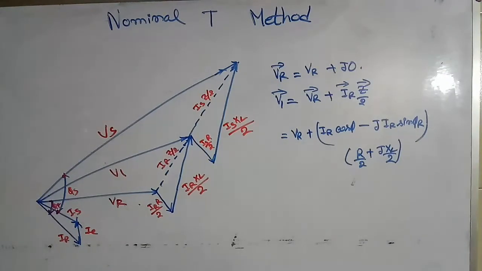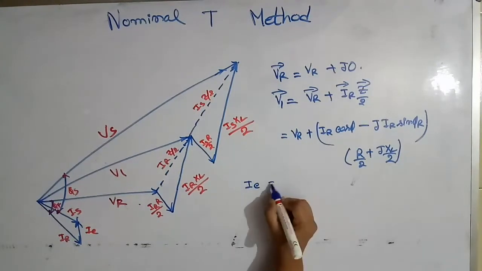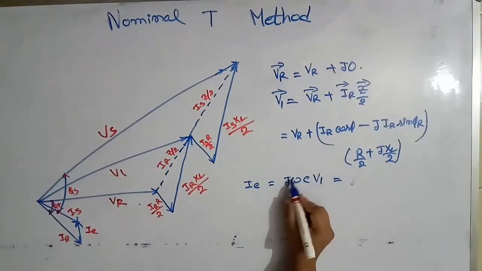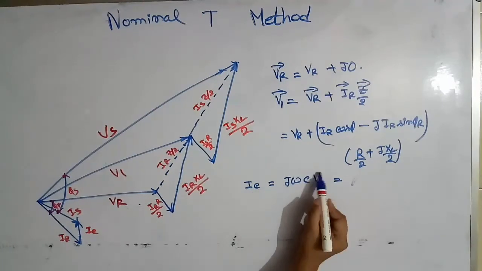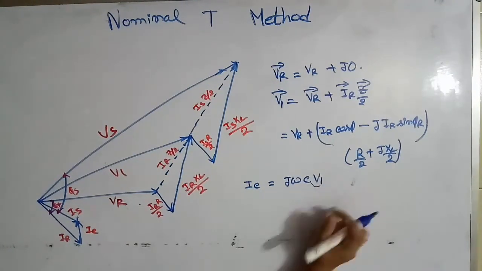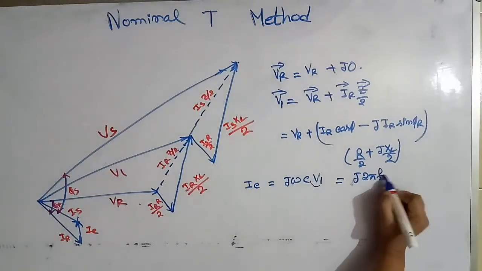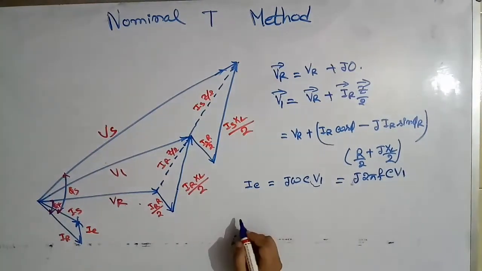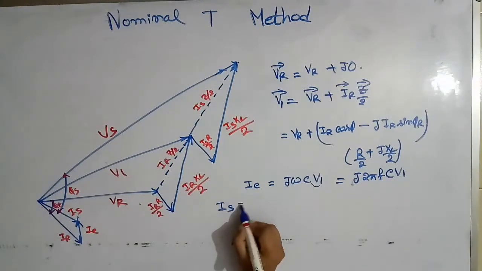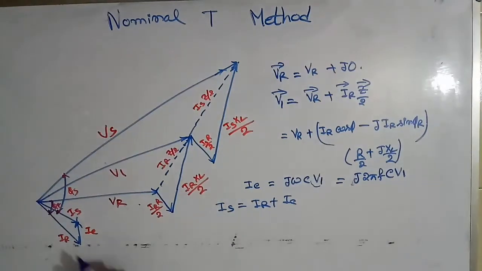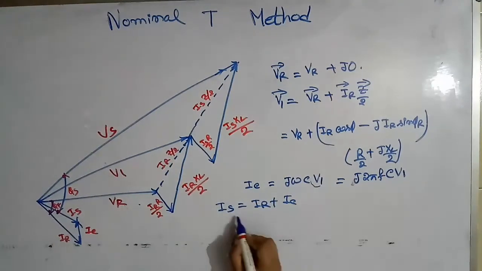IC is the capacitive current. IC equals J omega C V1, because the voltage across the capacitance is V1, so omega is 2 pi F, C into V1. Next, Is equals IR plus IC. From the circuit and also from the phasor diagram, IR plus IC equals Is.